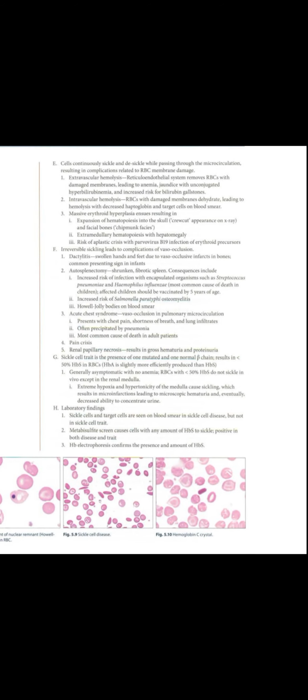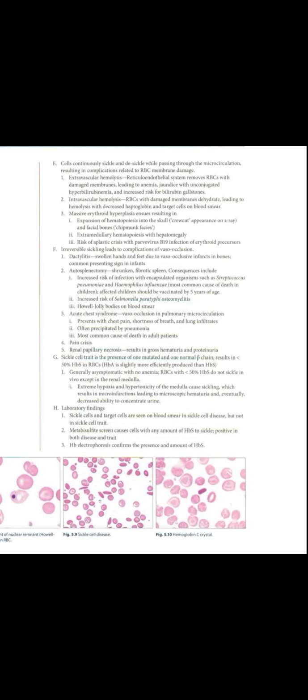HbS polymerizes when deoxygenated. Polymers aggregate into needle-like structures, resulting in sickle cells. Increased risk of sickling occurs with hypoxemia, dehydration, and acidosis. HbF protects against sickling. High HbF at birth is protective for the first few months of life. Treatment with hydroxyurea increases the level of HbF. Cells continuously sickle and desickle while passing through the microcirculation, resulting in complications related to RBC membrane damage.